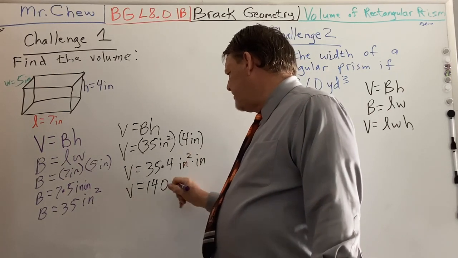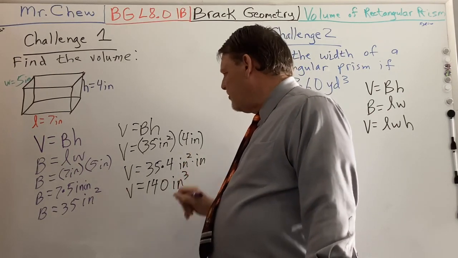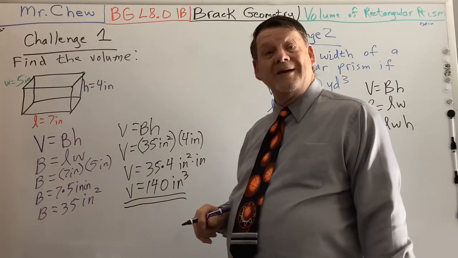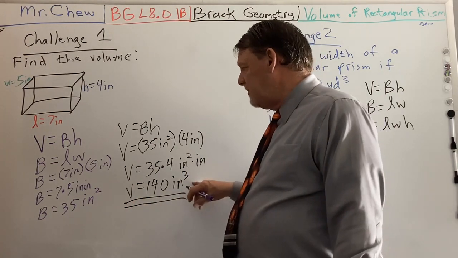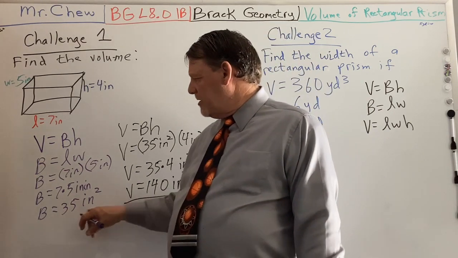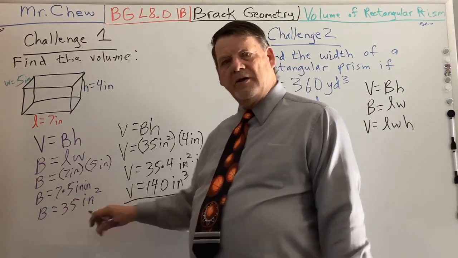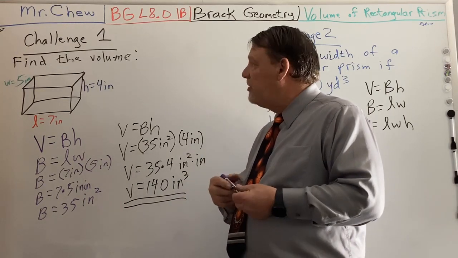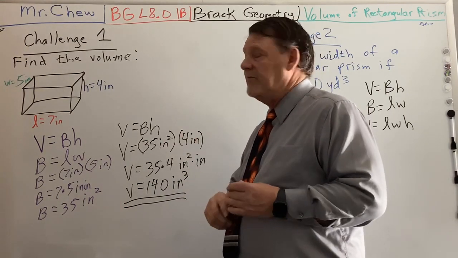Inches squared times inches is inches cubed. Volume will always be cubic units, and it is. And area will always be square units, and it is. So the answer is 140 inches cubed is the total volume there.